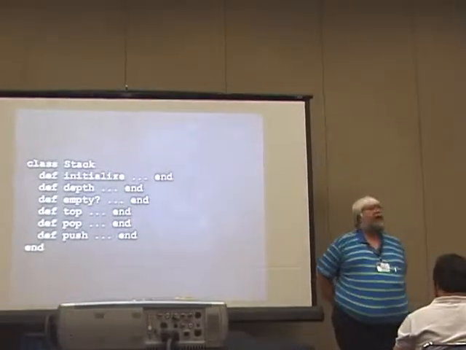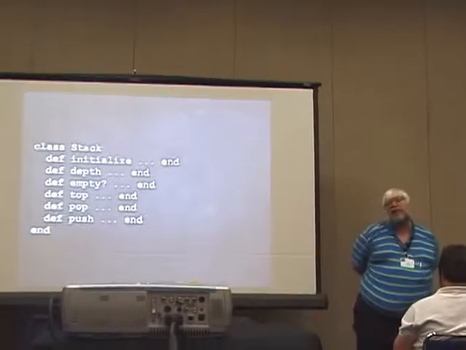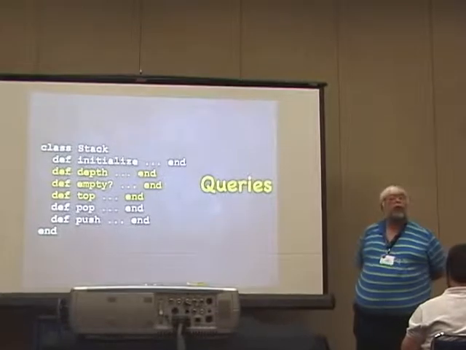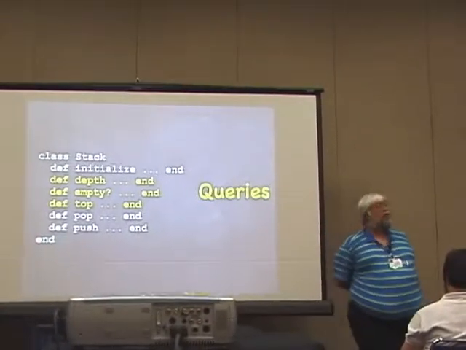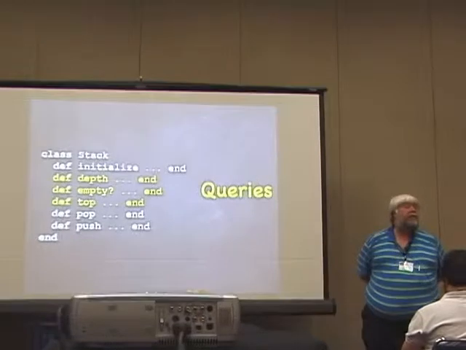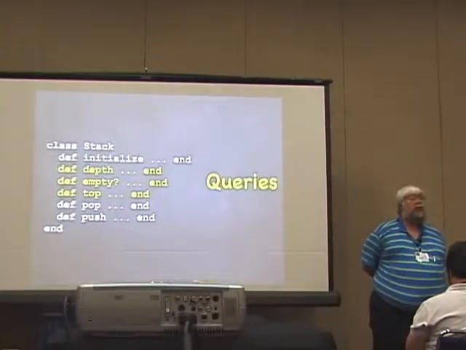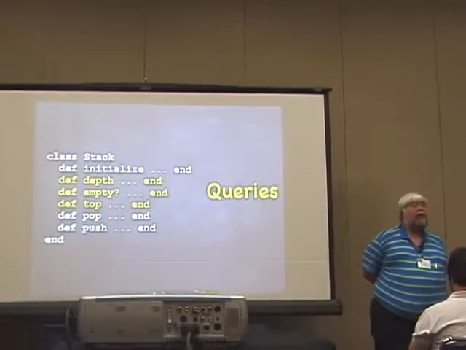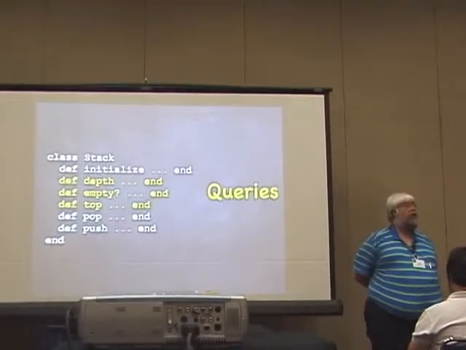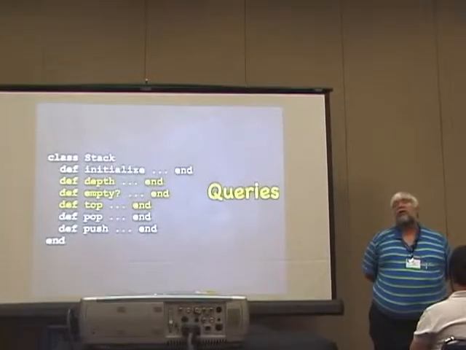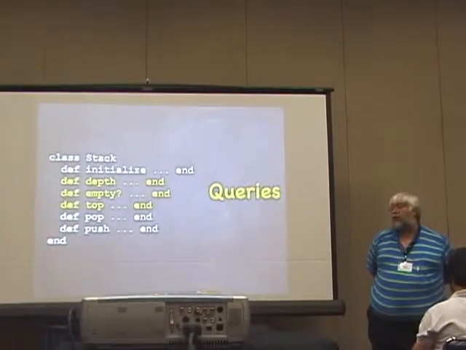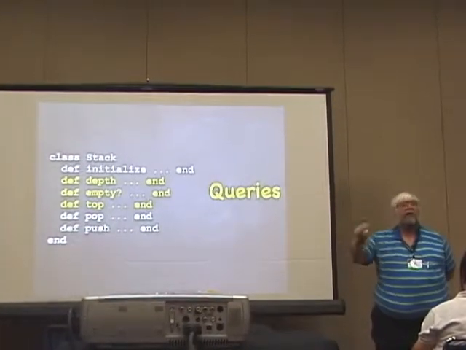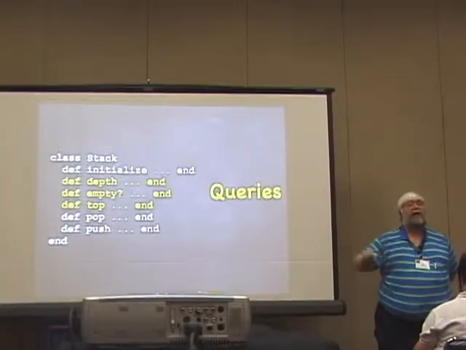Let's go into this example a little bit farther. There are two kinds of methods you write in an object. The first kind of methods are called queries. If you look at a stack object, some queries might be: what is the depth of the stack? In other words, how many items are in it? Is the stack currently empty? And what is the top item in the stack? The thing about queries is that they do not modify the state of the object. So you can ask the empty question as many times as you want to, and the stack does not change.